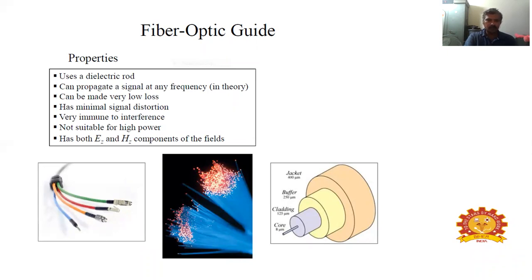So now you can see the images of fiber optic guides. In the first one, you can see various fiber optic guides in various colors, and the diagrams clearly mention all the parts. So the fiber optic guide is more widely used for transmission lines in recent times, and it has almost all the positive points to make the transmission line very effective and good.